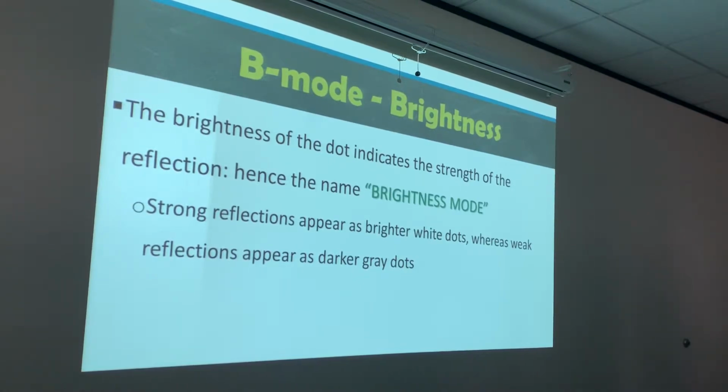Strong reflections appear as brighter, whiter dots, whereas weak reflections appear as darker gray dots. Same thing with what we're doing, right? We have a strong reflection, the diaphragm. You can see that whole diaphragm very bright on our image. A weak reflector, such as fluid, we're not going to get a great reflection from that, because the majority of the sound is going to be transmitted through it, so it's going to be represented as dark on our image. The same thing with B mode or B scan imaging right here.